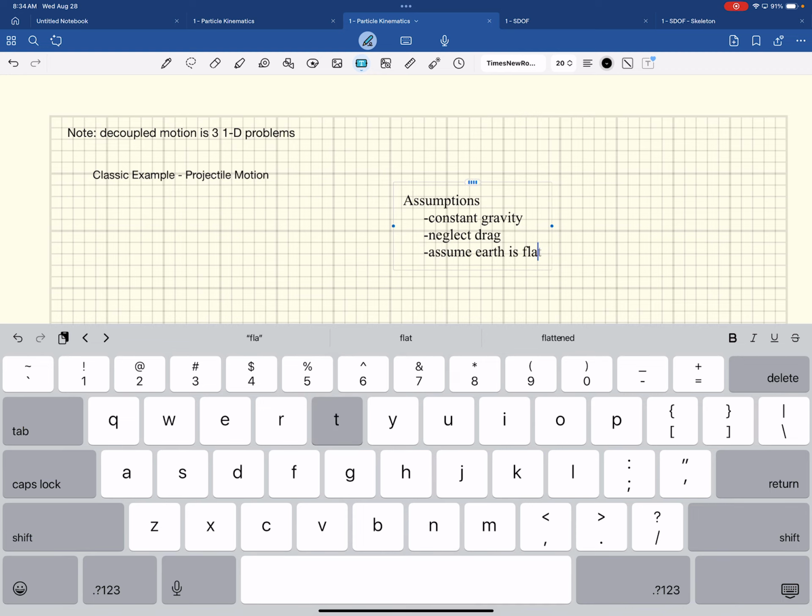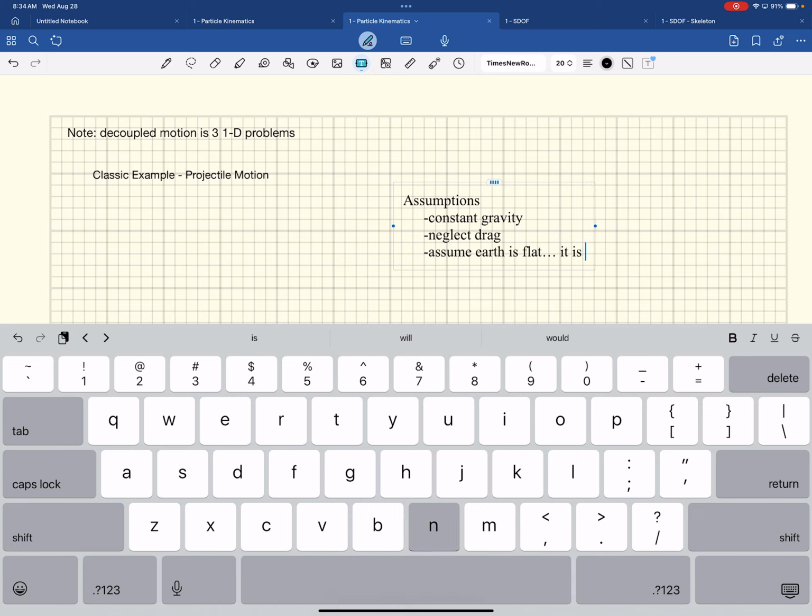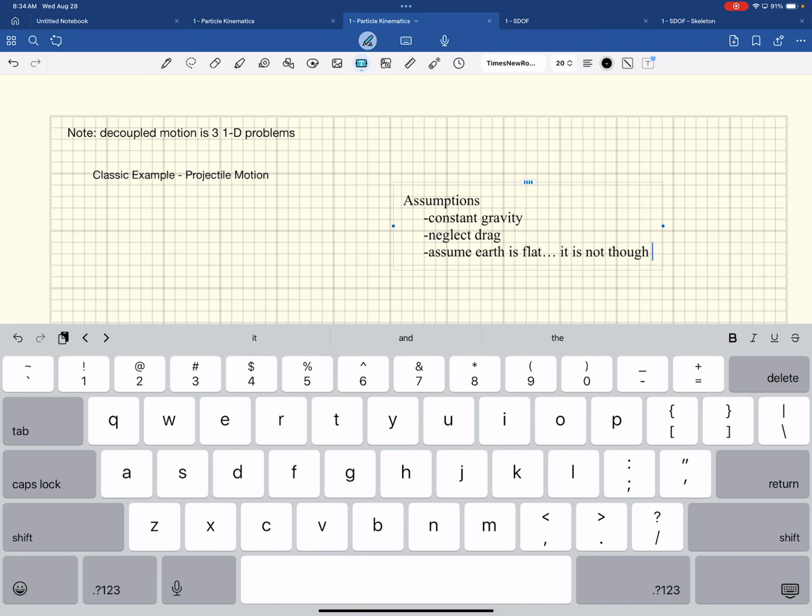Earth is flat. It is not, though. Okay, I just want to make it clear. The Earth is not flat.